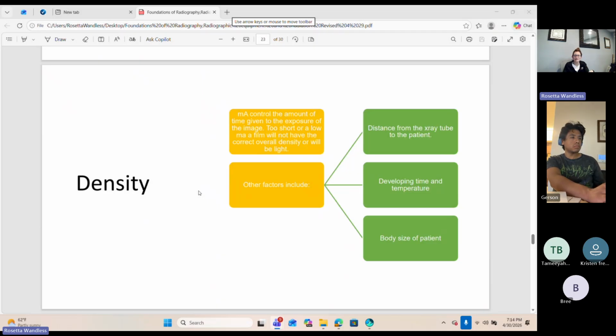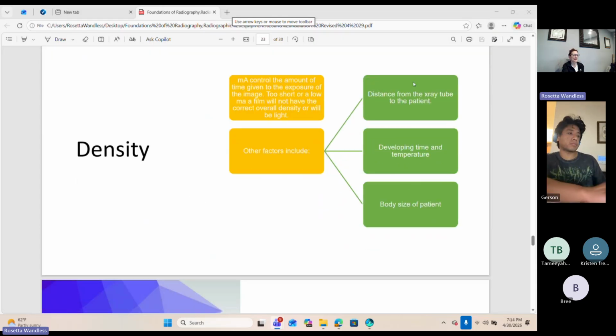And then again, the body size of a patient. Small child, average adult, those are all going to affect the density of the picture itself, okay? So that kind of helps you out. It's like density equals density here in that aspect. So those are three factors that will affect density other than changing time and milliamperage.